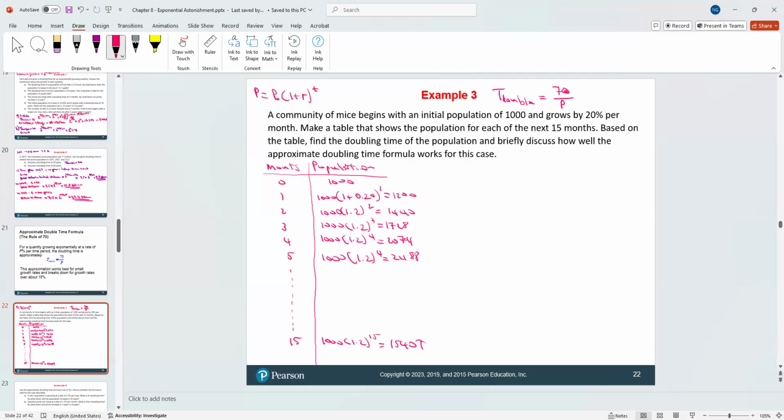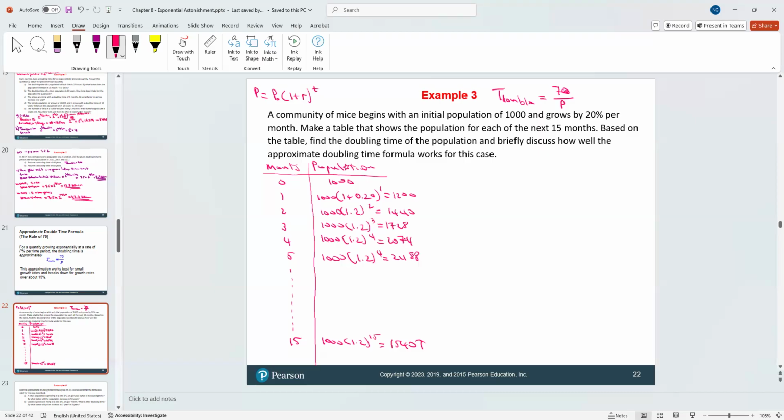Okay, so we said because the population after 4 months is 2,074, which is a little bit more than twice the initial population of 1,000, the doubling time is just under 4 months.